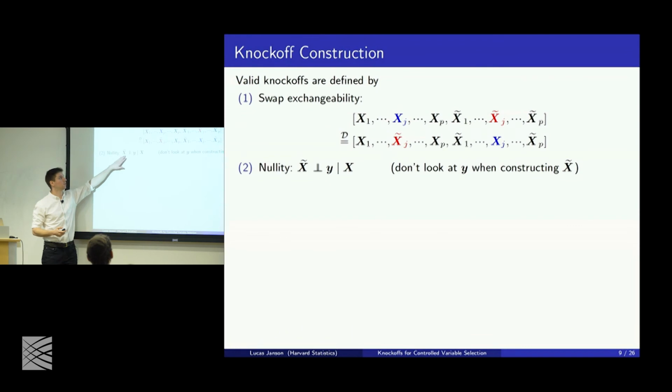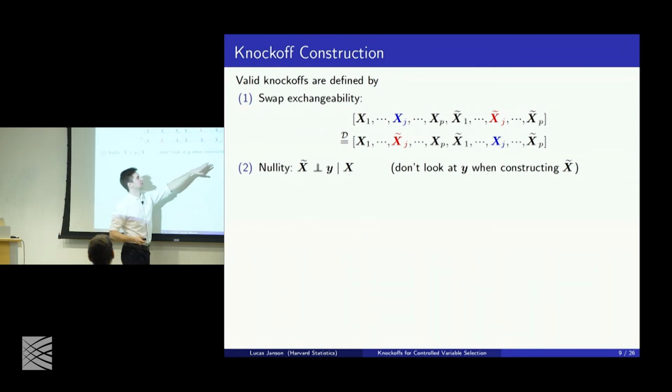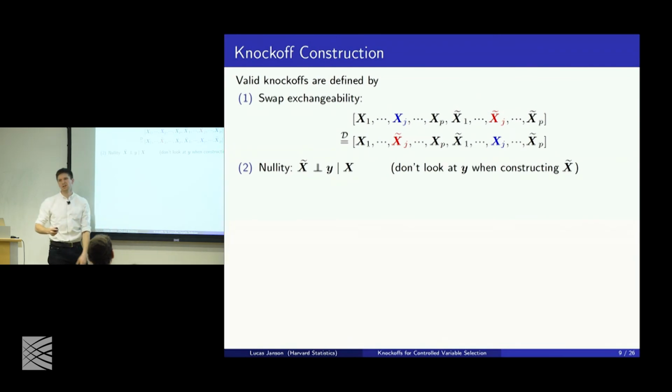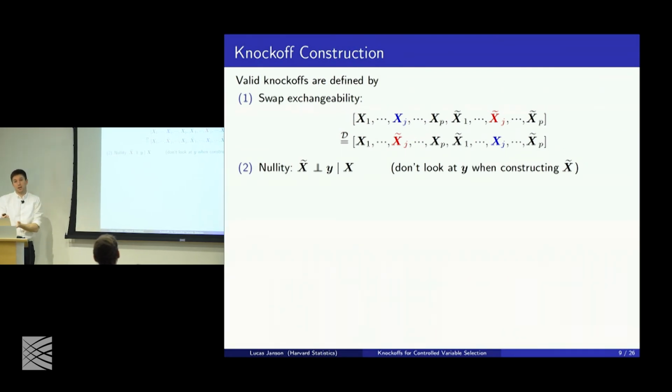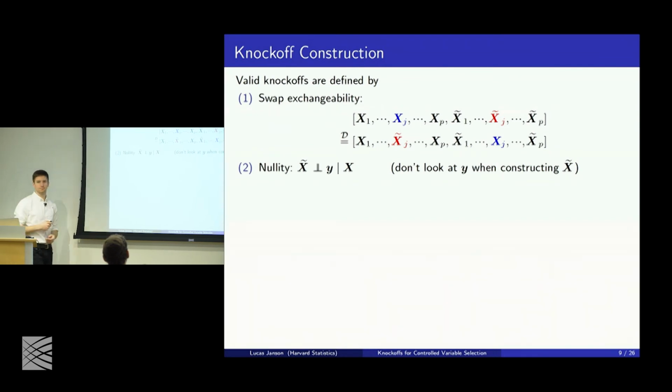The other thing, of course, is that we want the X tildes to be null. But all that means is that when I construct X tilde, I don't look at y. If I were to construct them based on y, that would be a bad thing to do because they might then be non-null. I construct them only looking at X, and then I have this property automatically. This is trivial, but certainly important, and it's what makes them knockoffs: they're all null variables.